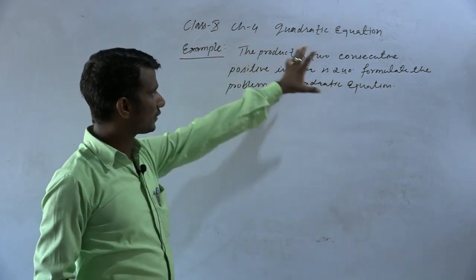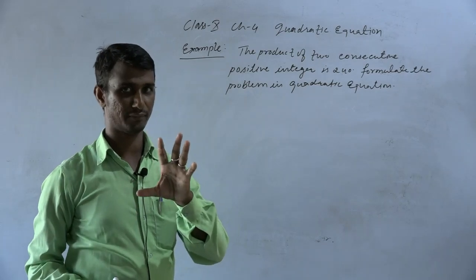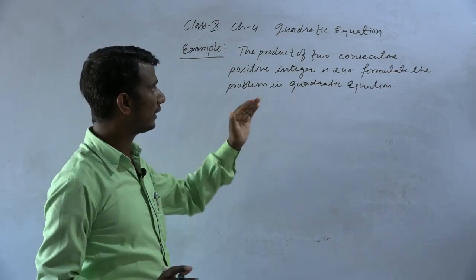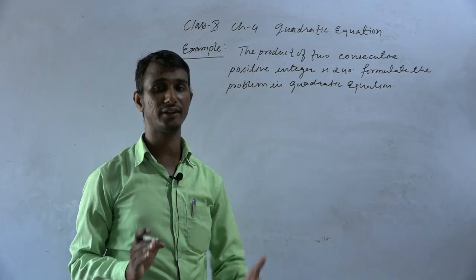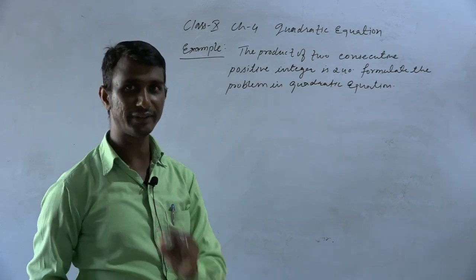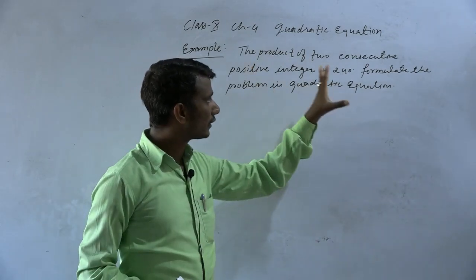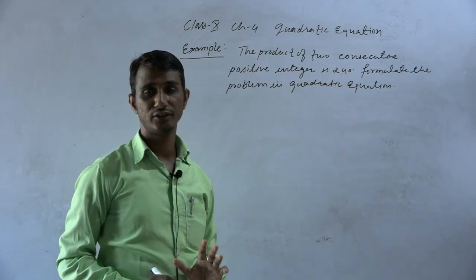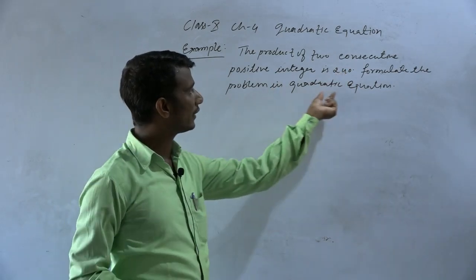This is, I think, a simple word problem that is related to our daily life. We have two consecutive positive integers, and whose product is 240. So how to write it as a quadratic equation?